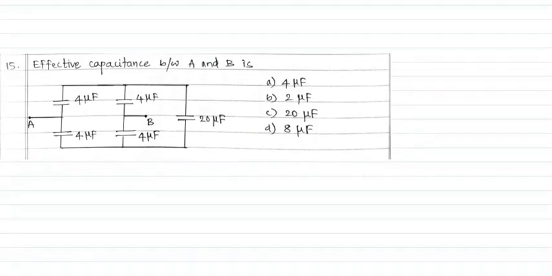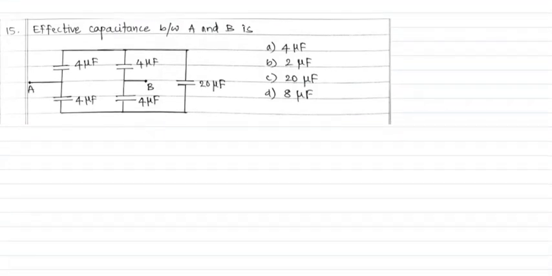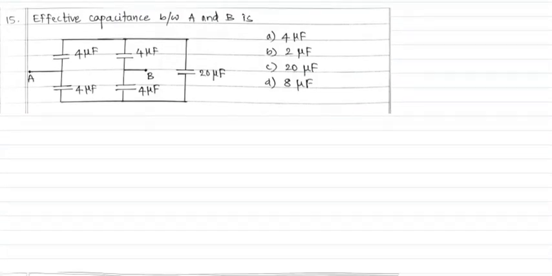Next, 15th. Effective capacitance between A and B. So this is very easy. Now if you closely observe the figure, if I take this point as C, up till here there is no capacitor, so potential is same. So these 3 points I can combine. Similarly, below if I take these 3 points, I can combine. So here I am having A, here I will take it as B.